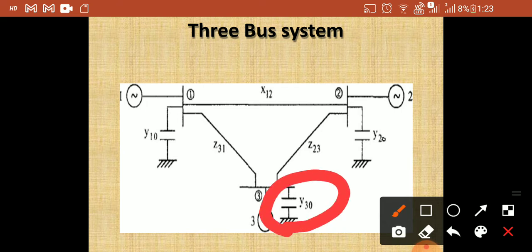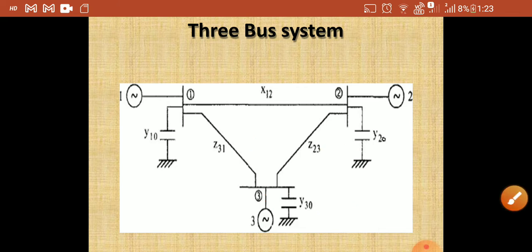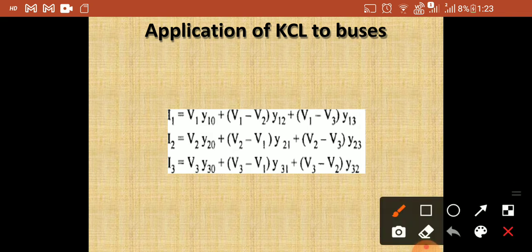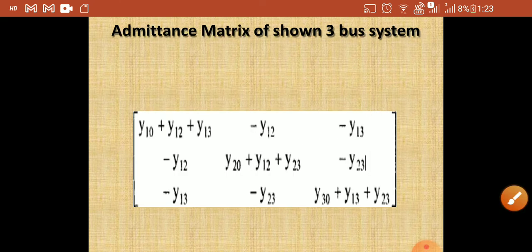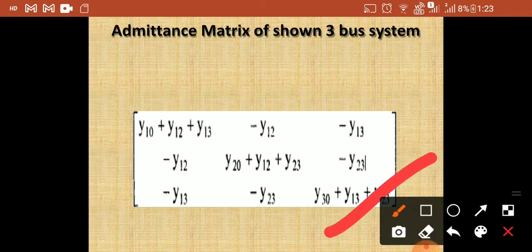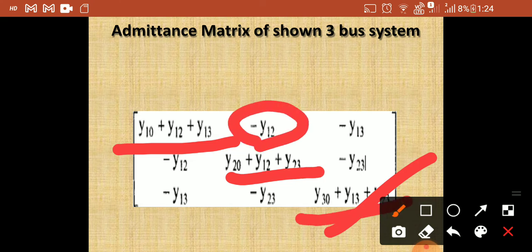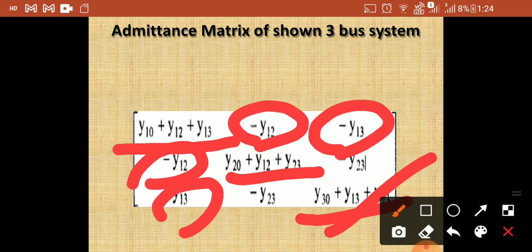The capacitance, that is the admittance value, is given. The impedance value is given between bus number 1 and 3, and between bus number 2 and 3. Here we have to apply the KCL equation for each bus, I1, I2, I3. The formula is written like this. The admittance matrix for a 3 bus system is given in this format: Y10, Y12, Y20, Y12, Y3, Y30. All the other values are represented with a negative.